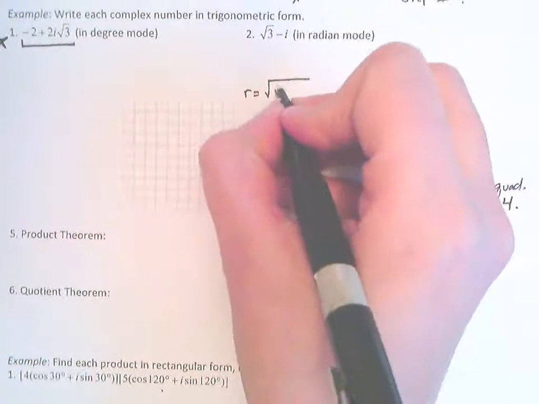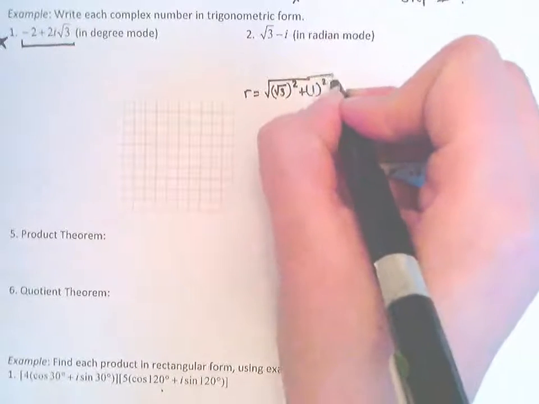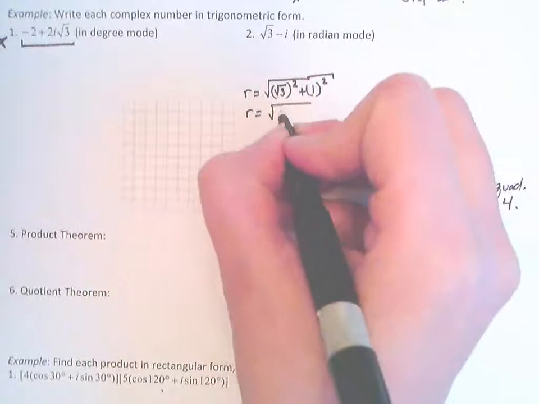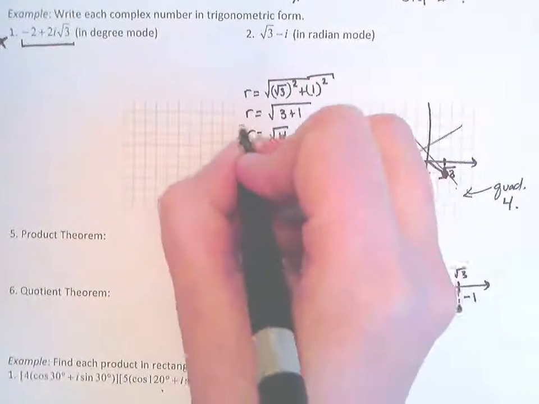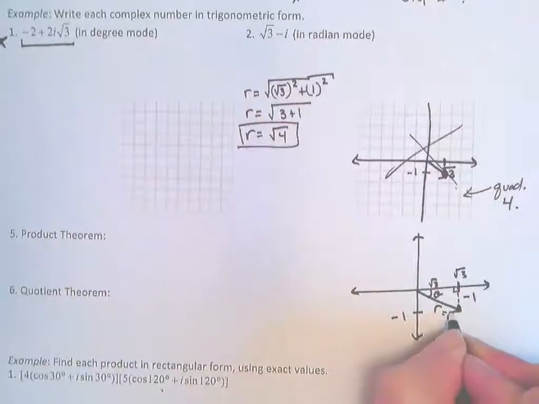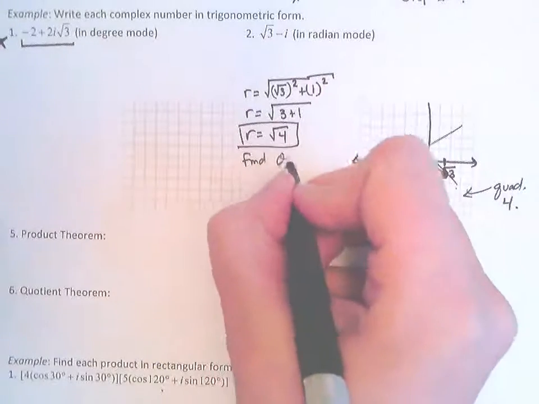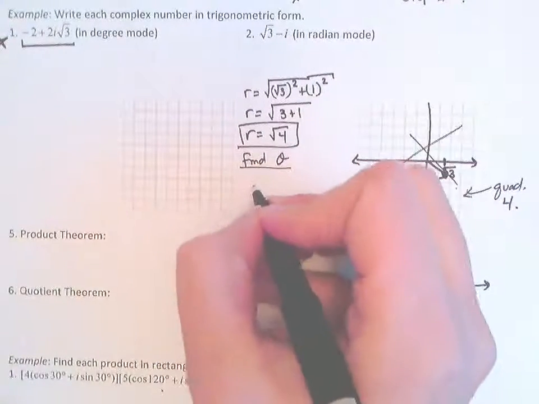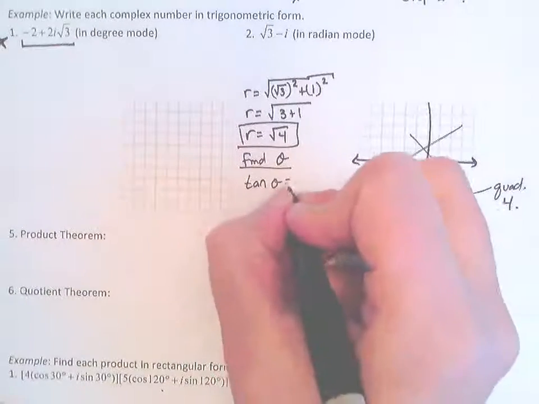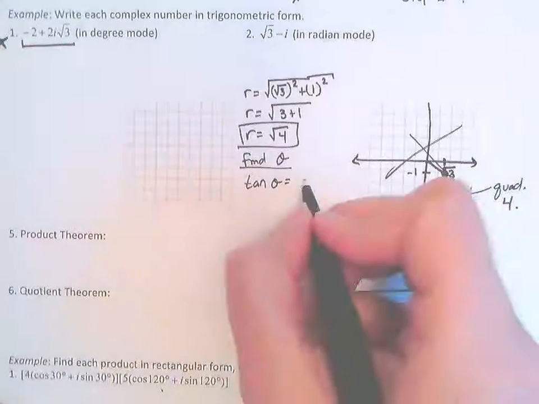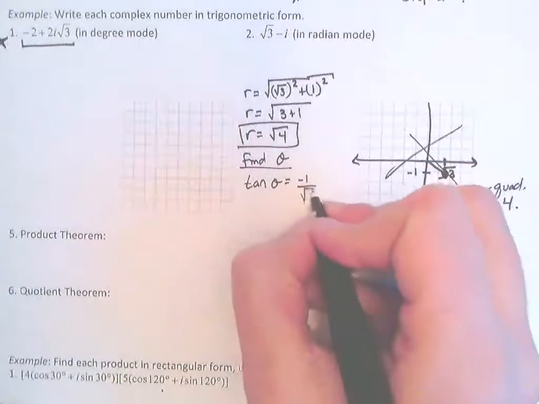x is square root of 3 squared, and y is 1 squared. So r is square root of 3 plus 1, which is square root of 4. So I got my r, square root of 4. And then step 3, we want to find theta. So tan of theta is equal to y over x, which is -1 over square root of 3.